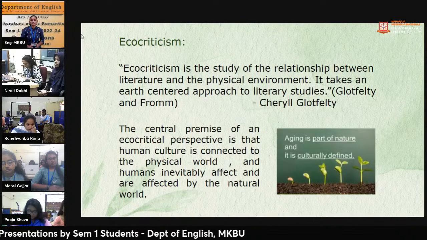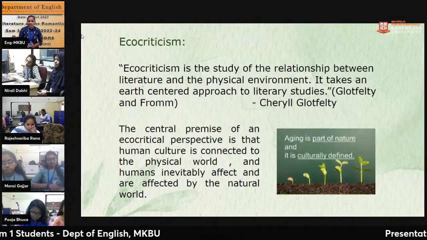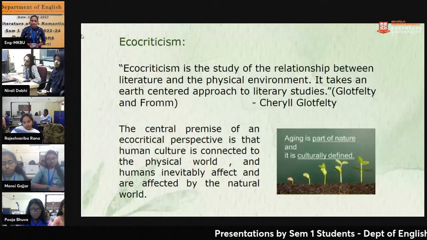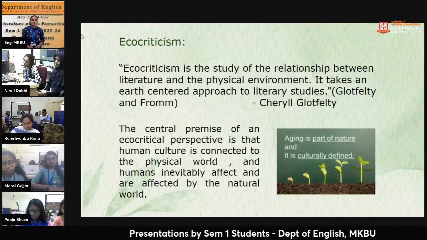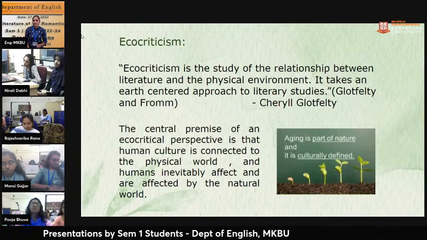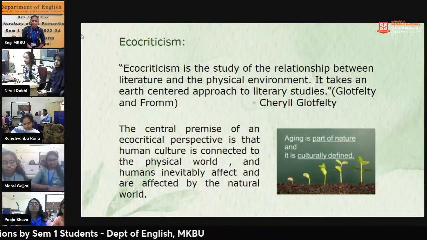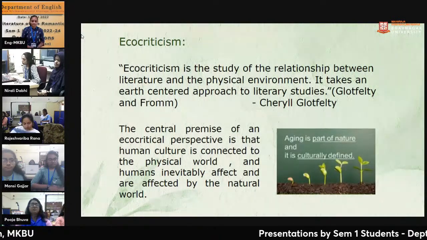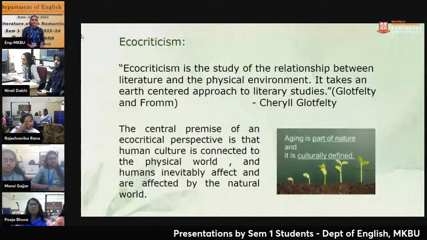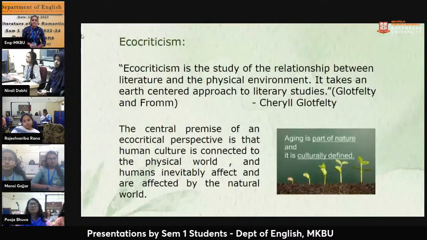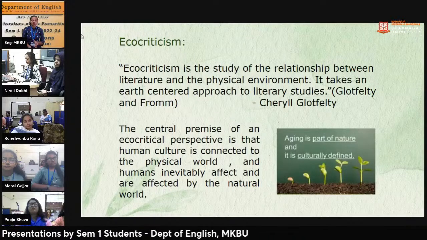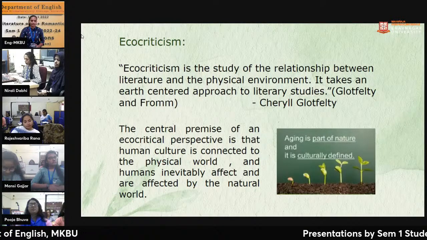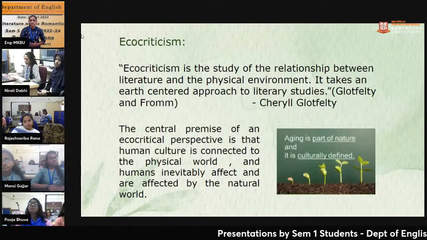Here is one picture: aging is a part of nature, and it's culturally defined. We are growing day by day. That is part of nature. It is not part of culture, but we make it a part of culture, and then we can see the skin tone of the people. In India, we have a wheatish tone. In England, they have very fair skin, and in China, somehow they are yellowish. Then it's a part of nature. Our environment gives it; it's not the individual's choice.